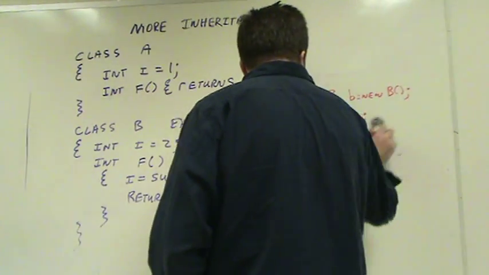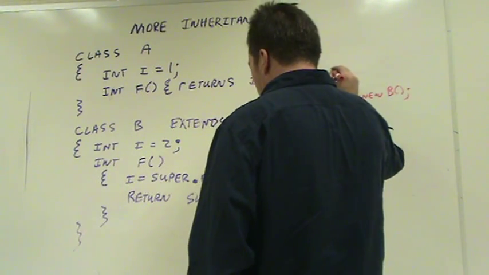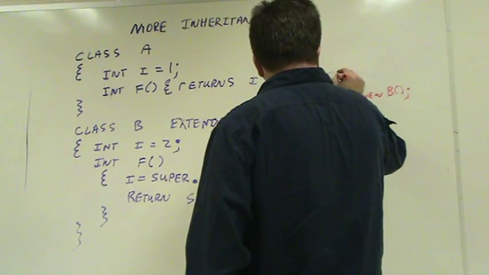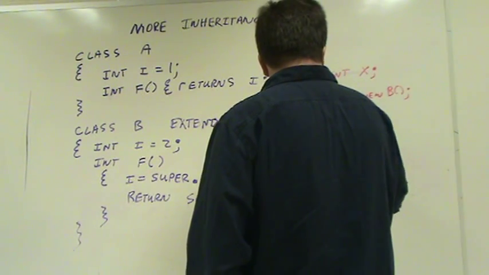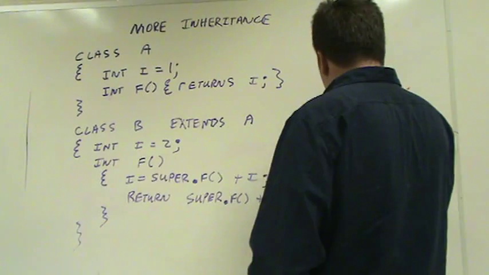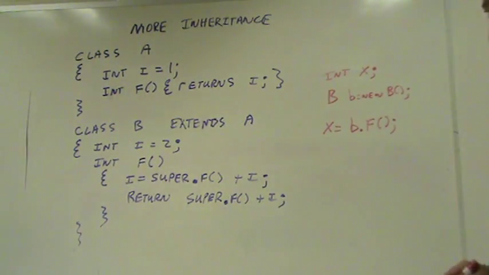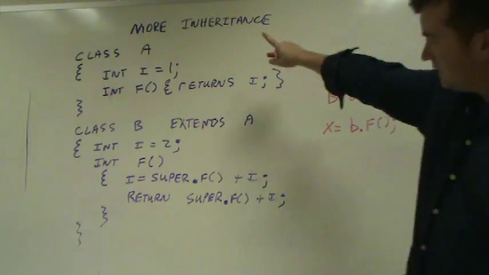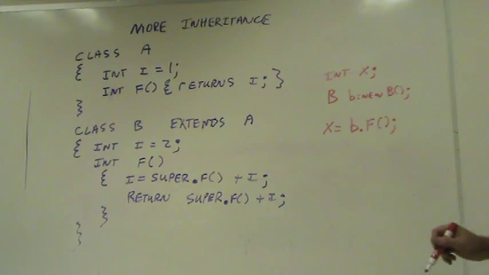It returns an integer. X equals b's f. What would x become? So this is the class definition, and then this is somewhere in your main routine.